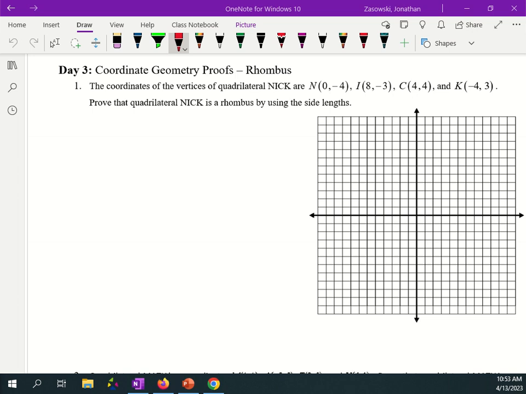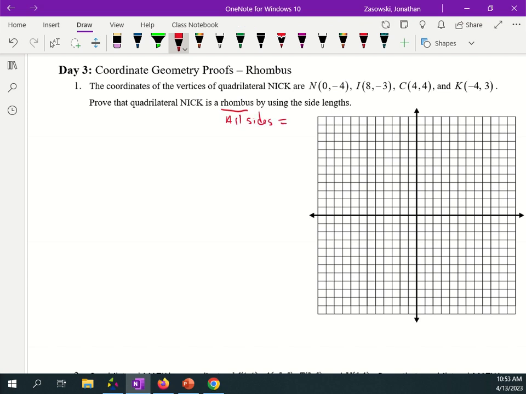All right, we're going to start with our first shape, which is quadrilateral Nick, and we're going to be showing that Nick is a rhombus by using the side length. So once again, remember that in order to become a rhombus, we're just going to show that all sides are congruent, okay?